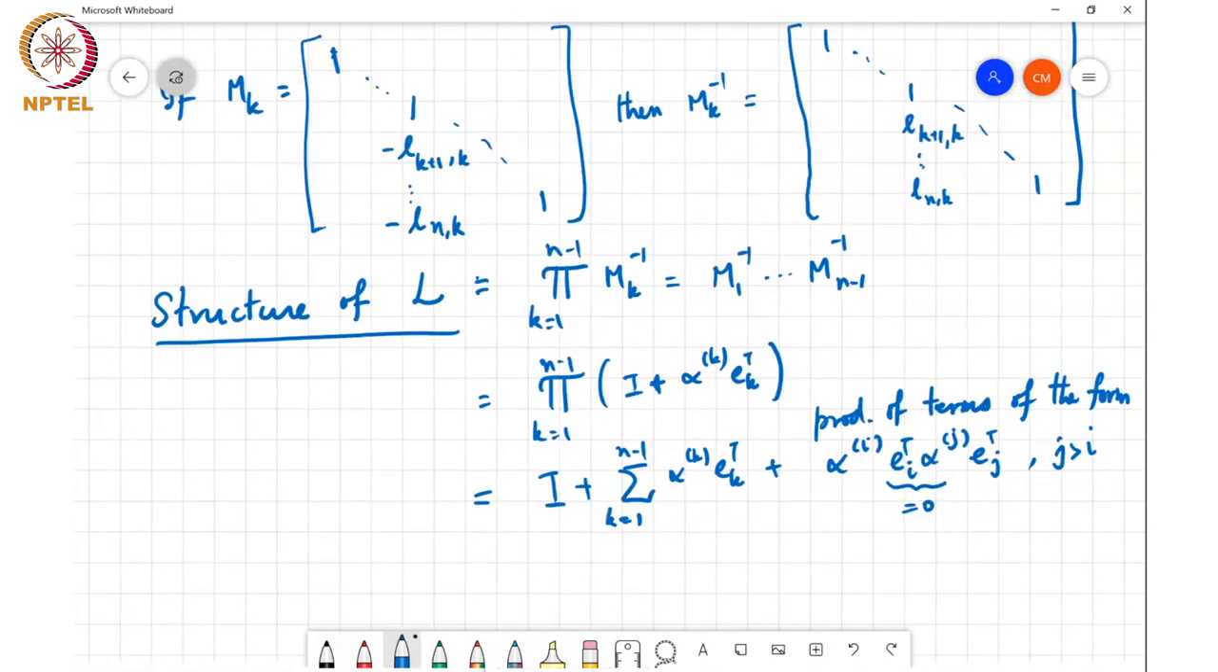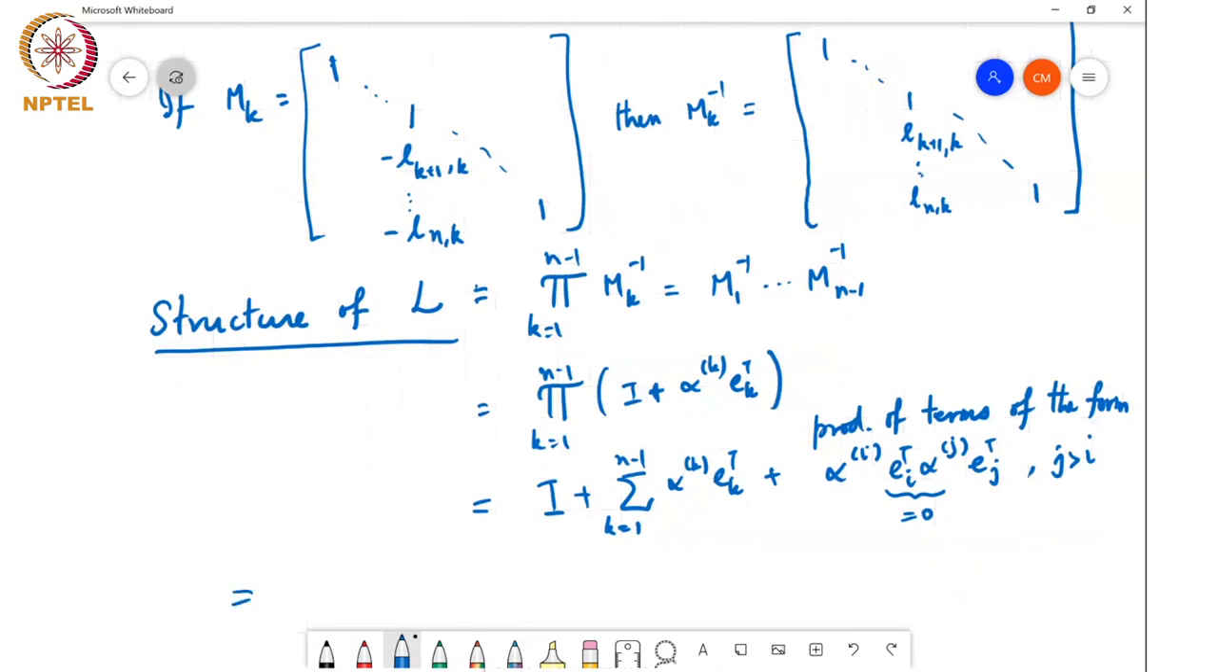And so L is actually equal to I plus the sum for k equal to 1 to n minus 1 of alpha k ek transpose. That's it. So this is just the identity matrix, which puts ones on the main diagonal of L. And each of these is a square matrix which has non-zero entries only below the main diagonal of the kth column.